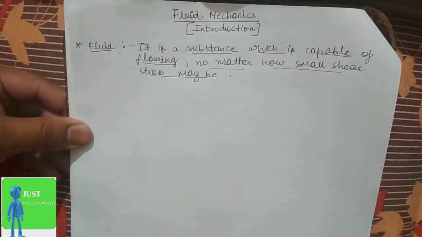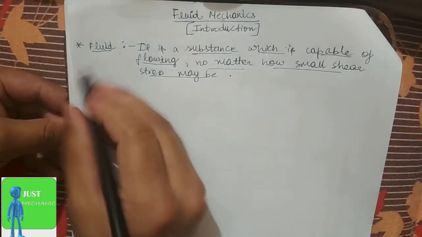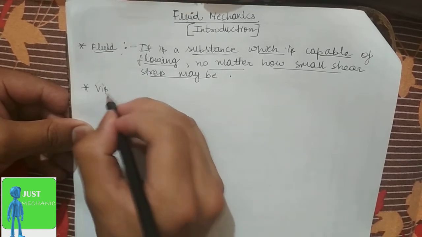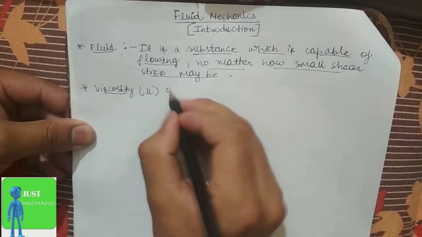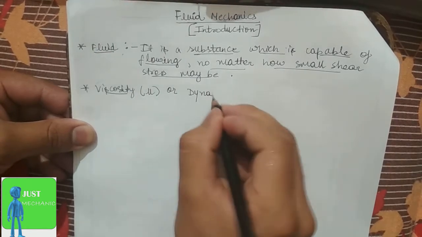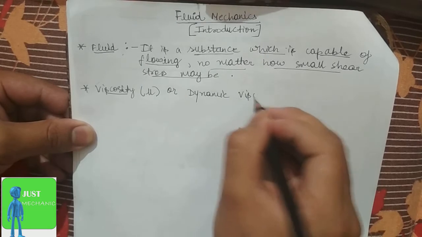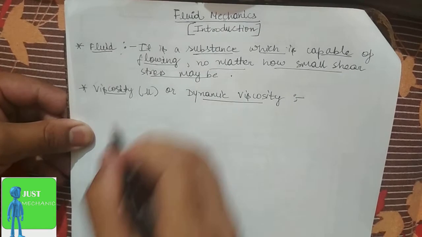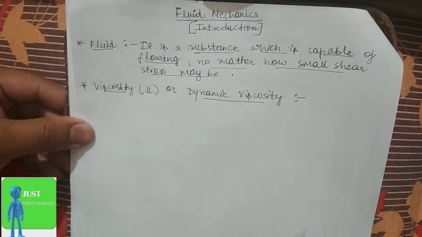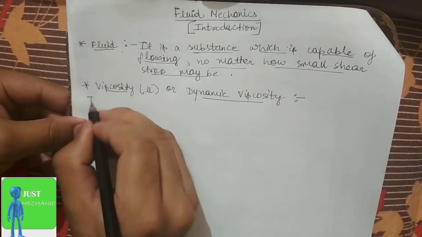Hence, the next topic we have to study is viscosity. Viscosity is denoted by mu, and another name is dynamic viscosity. It is defined as the property by virtue of which a fluid offers resistance to the movement of one layer of fluid to the adjacent layer of fluid.